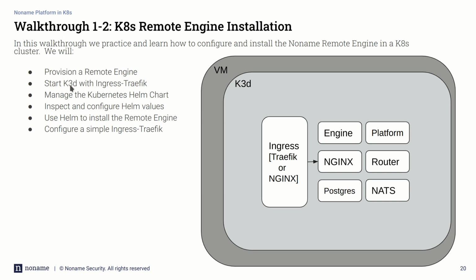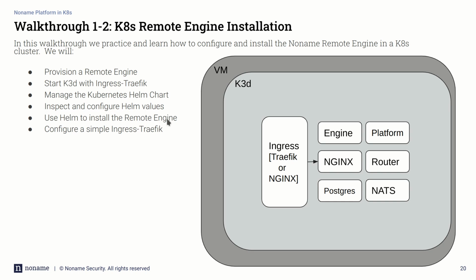That is, we're going to start K3D with ingress traffic. We're going to manage the Kubernetes Helm charts. We still have to place them somewhere that is known to the rest of our colleagues. We're going to inspect and configure the Helm values. As you can see, we're not going to go ahead and re-inspect the Helm charts because they are identical, same Helm charts. We're going to then use Helm to install the remote engine.